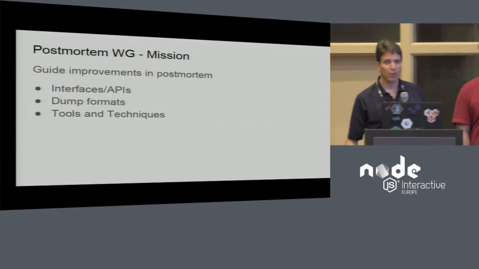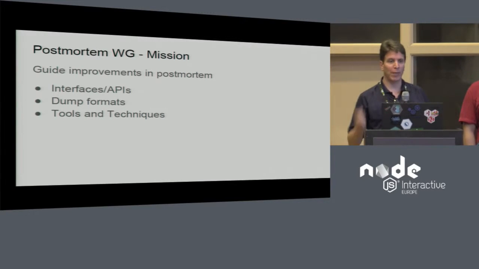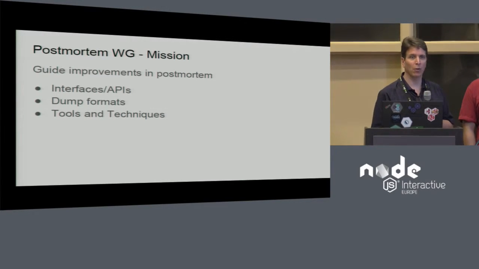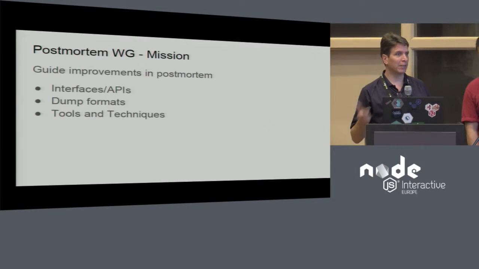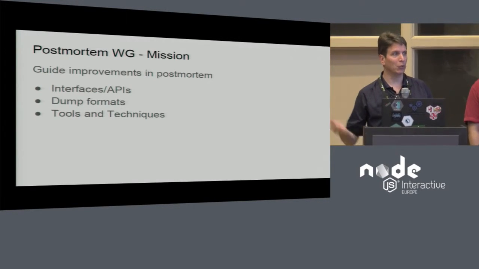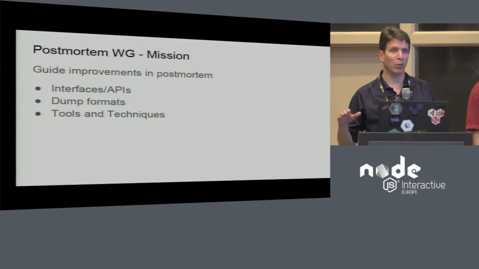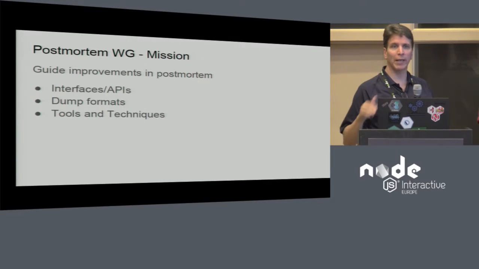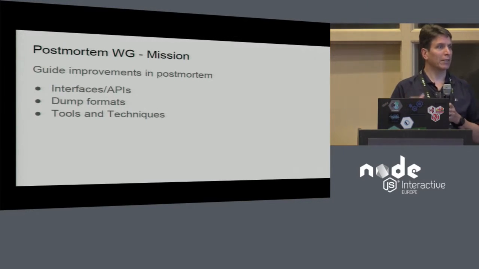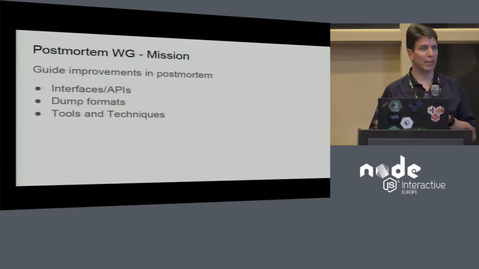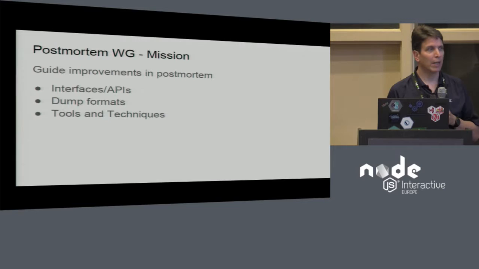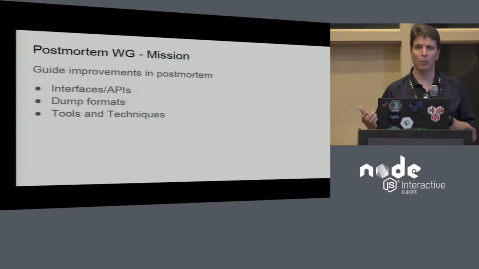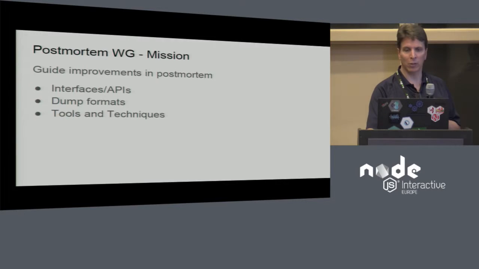So the overall mission of the work group is to basically guide the improvements in the postmortem story. That includes defining things like interfaces and APIs. We want to make it easy for people to build new tools without having to reinvent the wheel. So, some good APIs and interfaces that let us introspect the artifacts we can get out for postmortem debugging. Similarly, things like dump formats, we want to define and standardize those so that you can build and leverage on top of them. And then also build up a set of tools and techniques that helps people who are newer to the concept to get involved and ramped up quickly in terms of getting their debugging going.